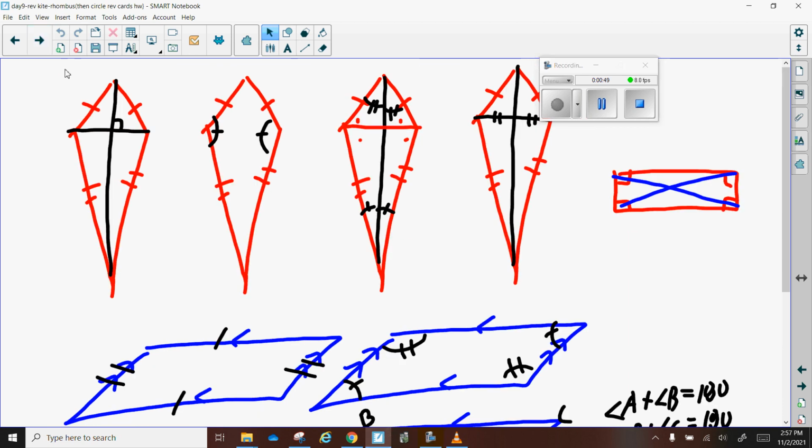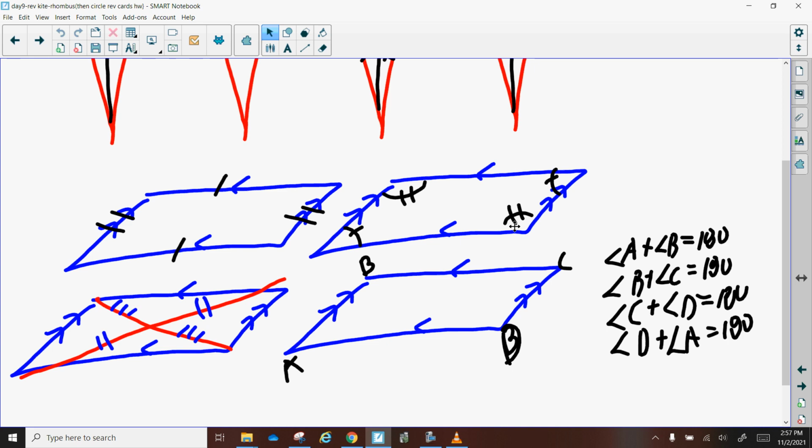Okay, just to review the rules of kites. Remember, in kites the diagonals are perpendicular, non-vertex angles are equal, the vertex diagonal bisects the vertex angles, and the non-vertex diagonal is bisected. We also learned that in a parallelogram, opposite sides are equal and opposite angles are equal. Both diagonals bisect each other, and consecutive angles in a parallelogram are supplementary.